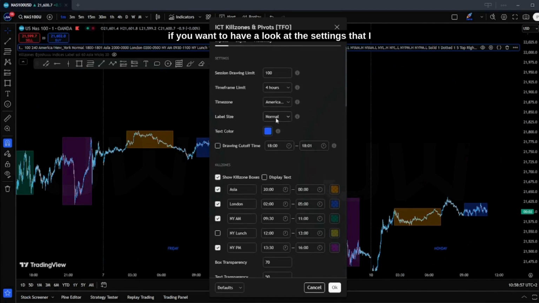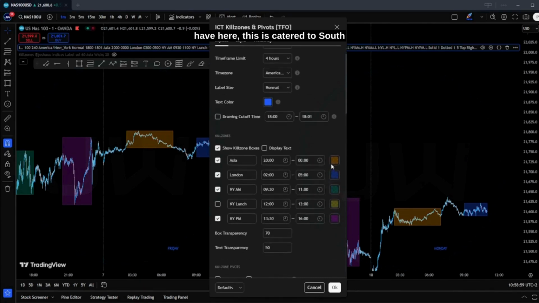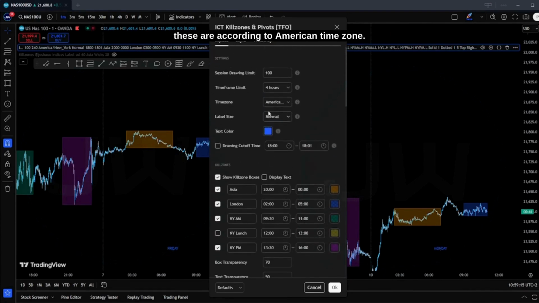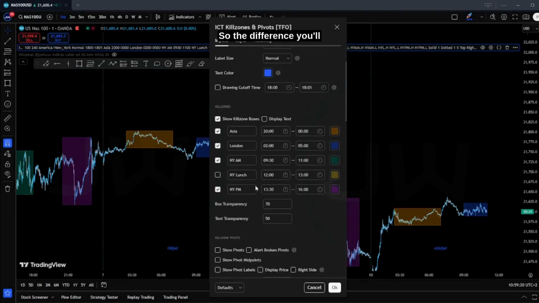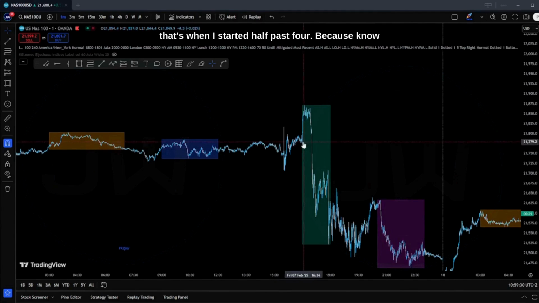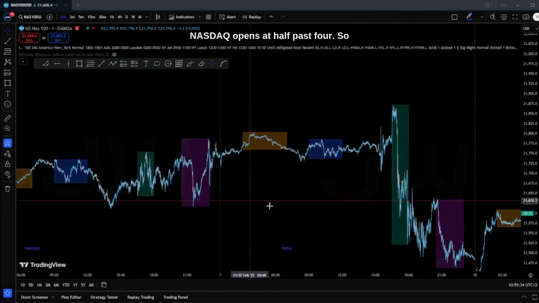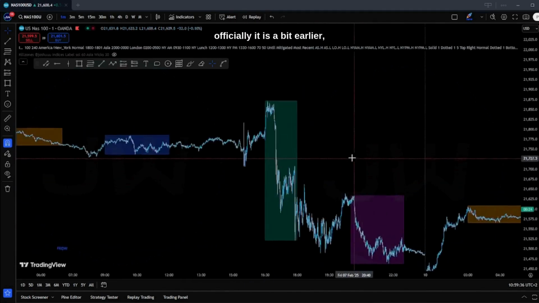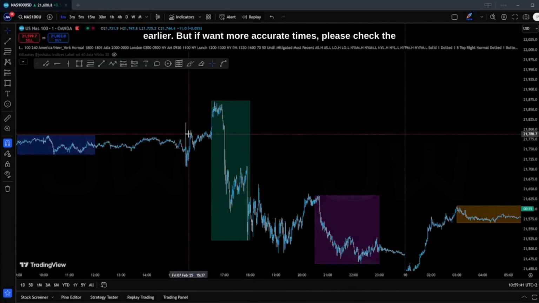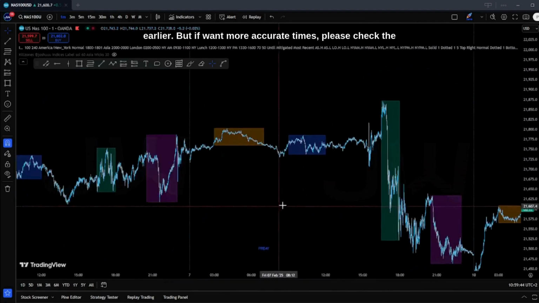So if you want to have a look at the settings that I have here, this is catered to South African time zone, but these are according to American time zone. The difference you'll see here for me is when I start the New York AM session, and that's when I start at 4:30, because I know Nasdaq opens at 4:30. So officially it is a bit earlier, especially for Forex. Your time starts a bit earlier, but if you want more accurate times, please check the link in the description.